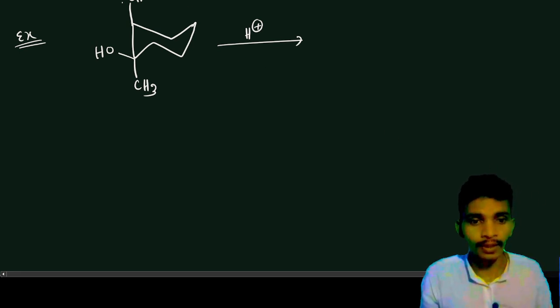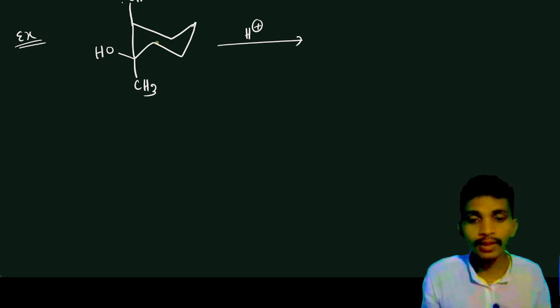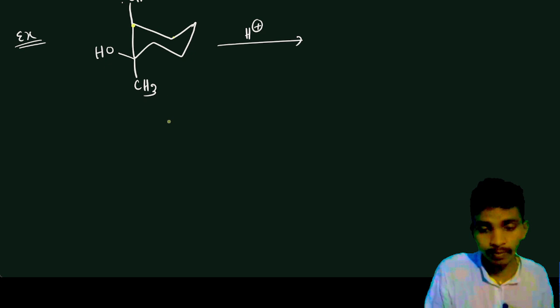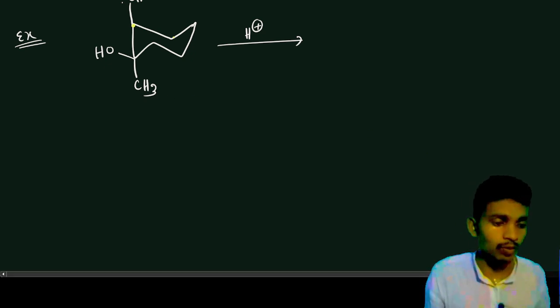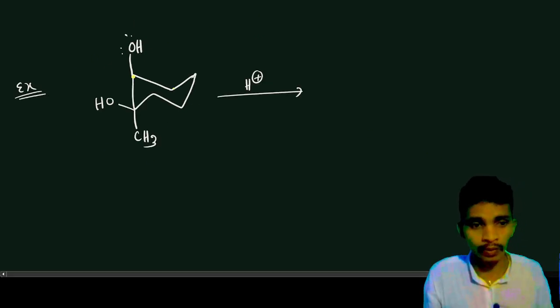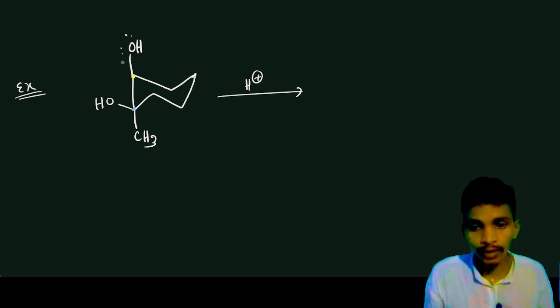Now this is the next question. In this question, it is directly given in the chair form. So if it is given in the chair form, the answer will also be in the chair form only. So we look at the options accordingly and choose the answer. So here, what will happen? What do we see here?